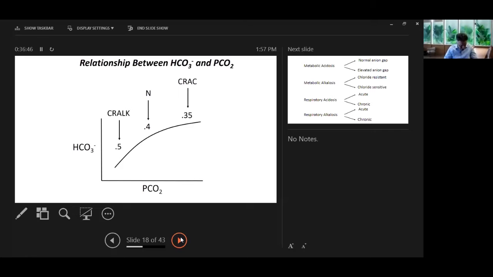But the important point from this slide is just to remember that there's a relationship even within the normal range. We tend to simplistically pick one number of 25 and a PCO2 of 40, but that's not correct. If you take 100 normal people, they'll have slightly different numbers that have a slope of 0.4. Next slide.